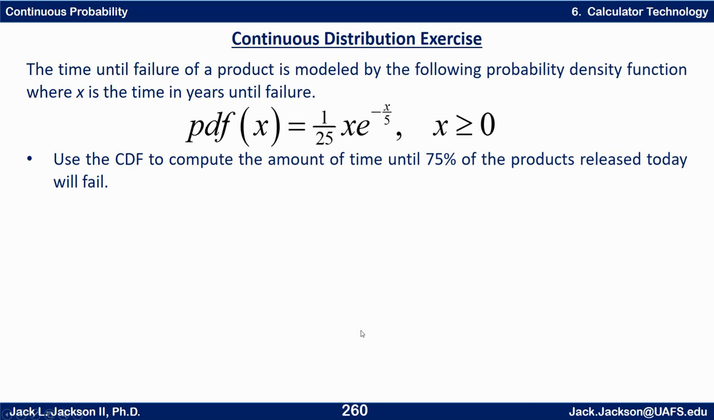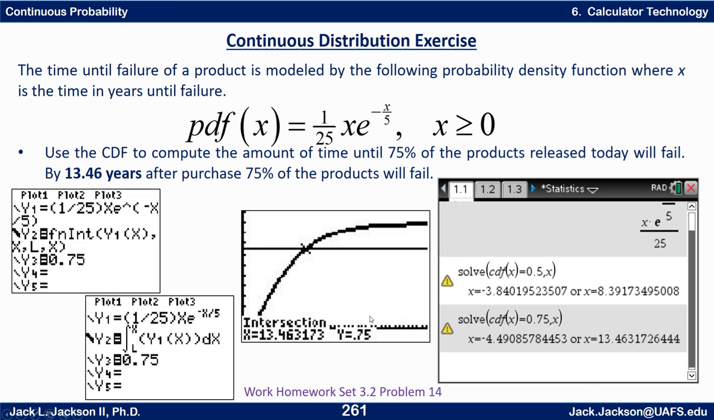Okay, what's the amount of time until 75% of the products released today will fail? Well, same thing. Instead of 0.5, you put 0.75. Calculate that intersection, and you get that to work out there. Or just say solve and then put 0.75 here, and it works out.